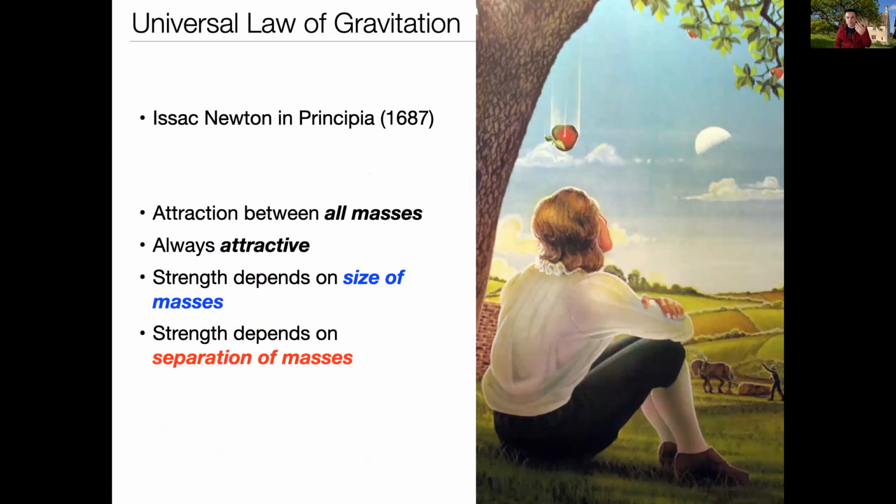Okay, so what we use to describe gravity in the universe today is called the universal law of gravitation. It was first written down by Isaac Newton in his famous book called the Principia in 1687. Those of you who know a little bit of science history will know there's a lot more in the Principia than just the universal law of gravitation.